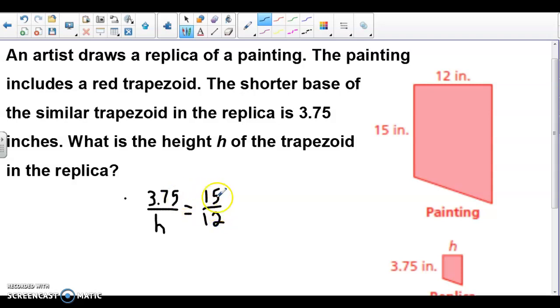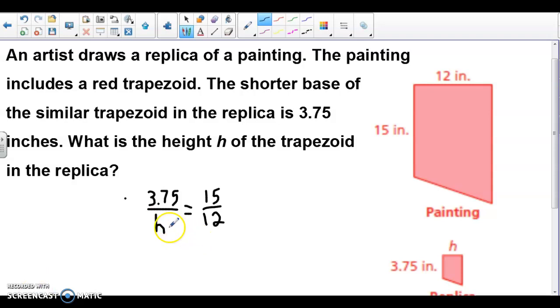So if we look at our two ratios, just looking at it, if I had to predict what h was going to be, I know that h is going to be smaller than 3.75 because it's equal to 15 over 12. 15 is on top, and so is 3.75, and h is on the bottom, and so is 12. So that means that 3.75 is going to be bigger than h. So that's just a little hint if you're trying to predict what your answer is or to see if your answer makes sense when you're all done.